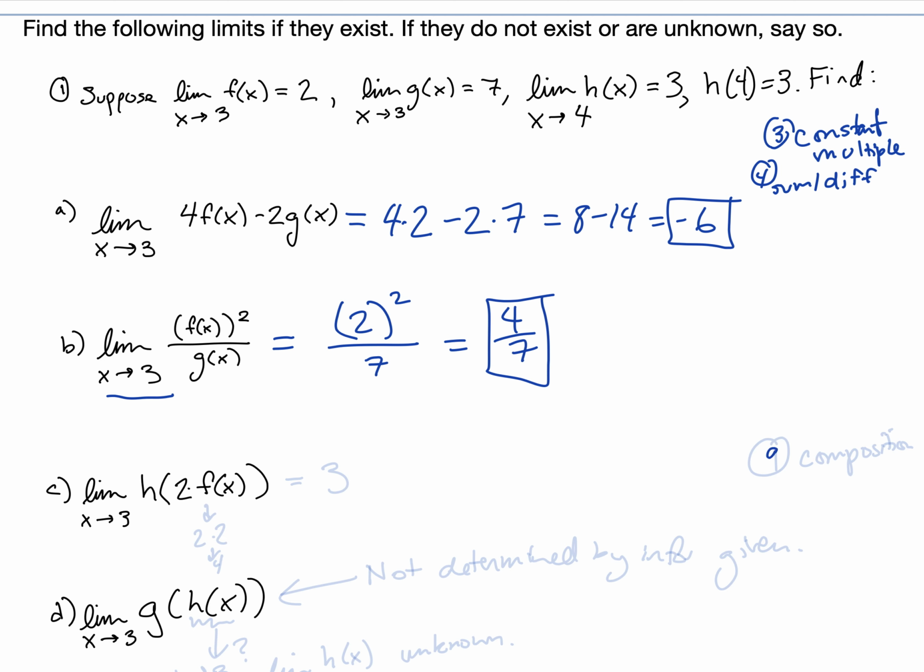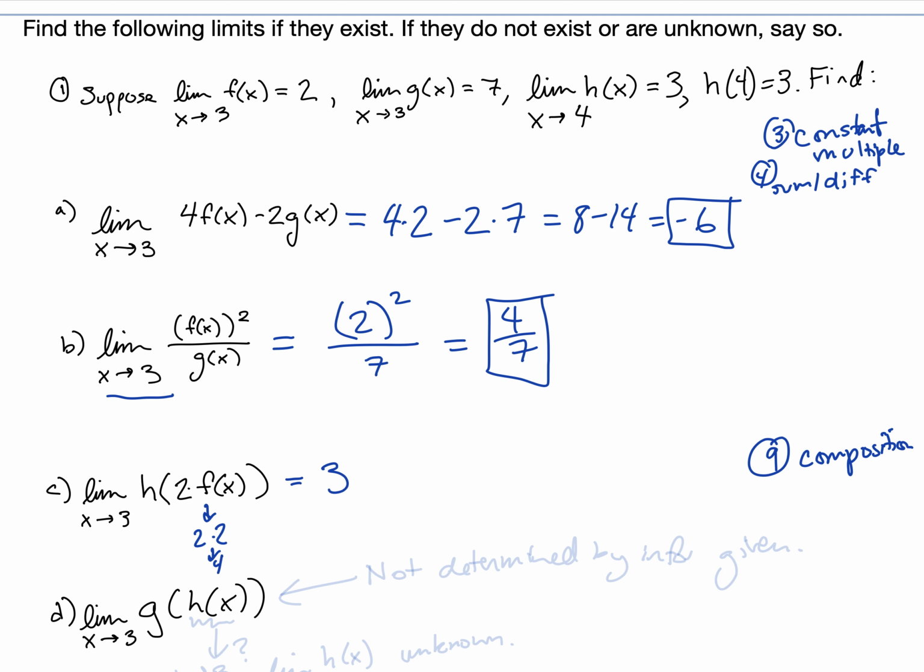Part C is using part 9 of the theorem above, composition of functions. So for composition of functions, we're taking the limit as x approaches 3 of h of 2 times f of x. So we see that as x approaches 3, f of x is approaching 2, so 2 times f of x is approaching 4. That means that we can plug in the limit as x approaches 4 of h of, well, this is just h of 4, which is 3.